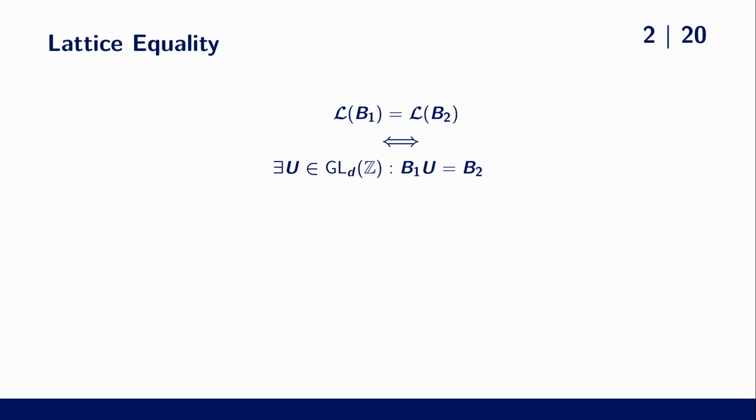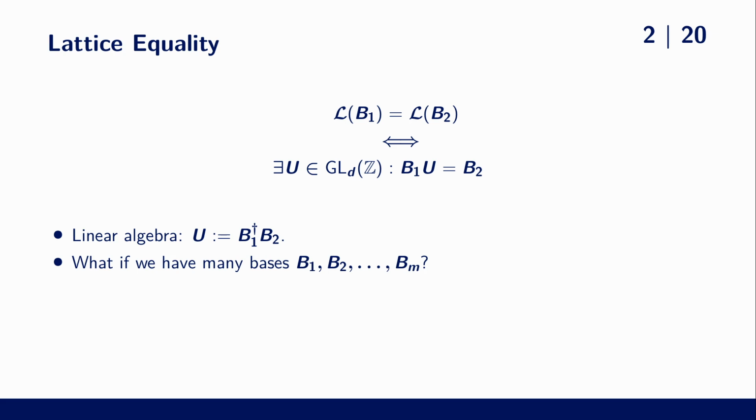And it's easy to see that this is only the case if there is some unimodular transformation, so a matrix that's integer and has determinant 1, such that B1 times U is equal to B2. And to obtain this transformation, you can just use simple linear algebra and check if this transformation is actually unimodular.